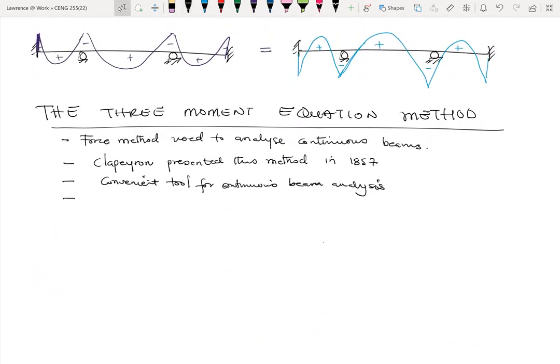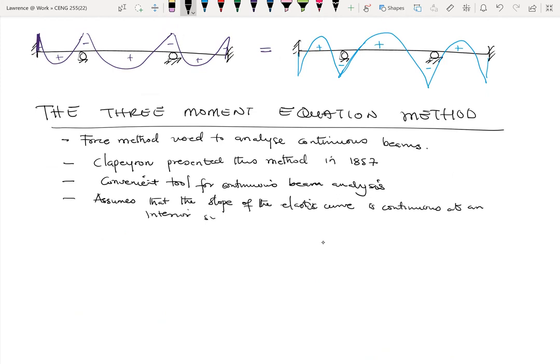Okay. So we also assume that the slope of the elastic curve is continuous at an interior support. Okay, so let me just explain that very quickly.